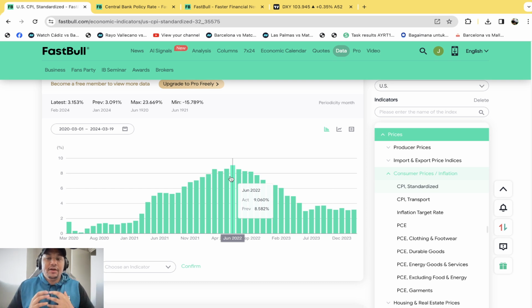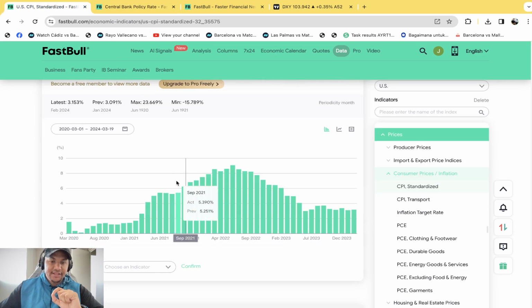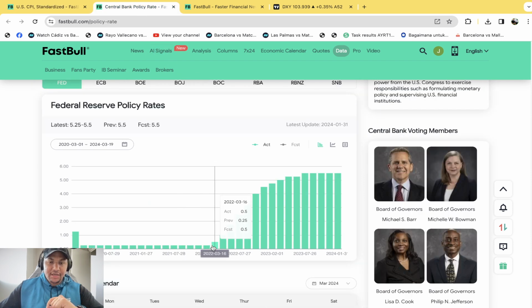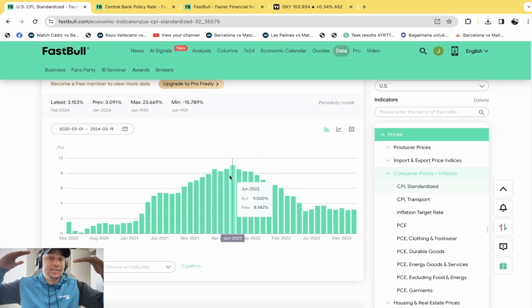So the job of the Fed is to cool down inflation. So when inflation started to increase, what do you think the Feds did? The Feds started to hike the interest rate. Can you see there? In March 2021, inflation started to increase. And here you can see in March 2022, the Fed started to hike those interest rates, because that is around where inflation was at an all-time high.